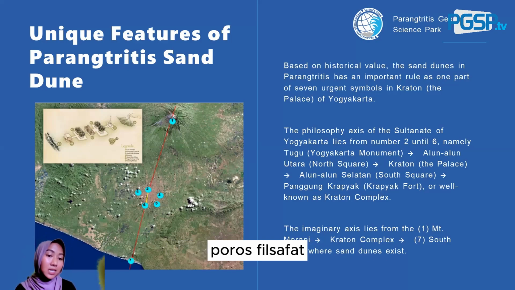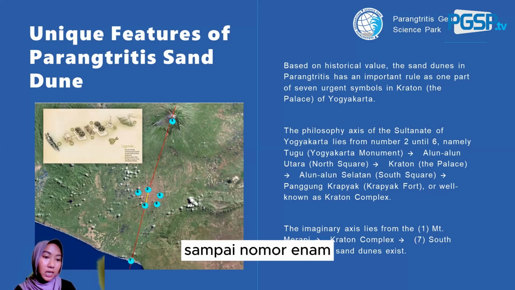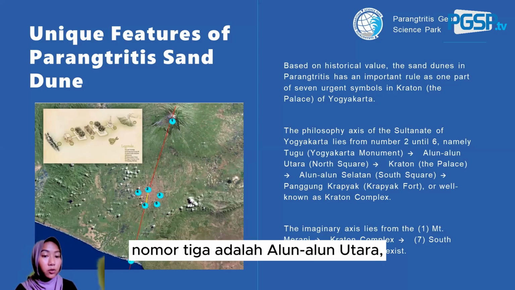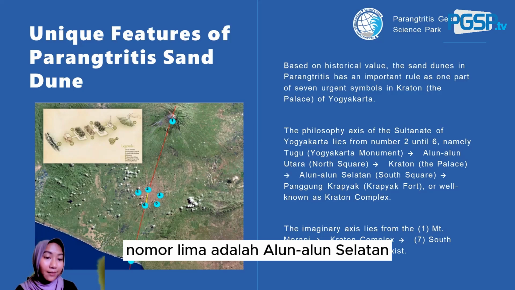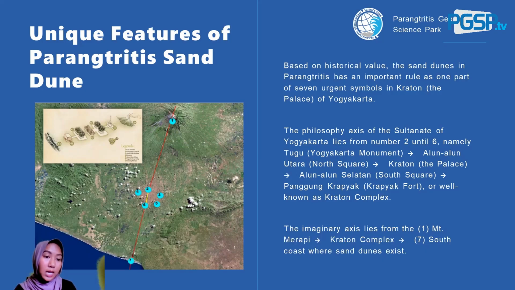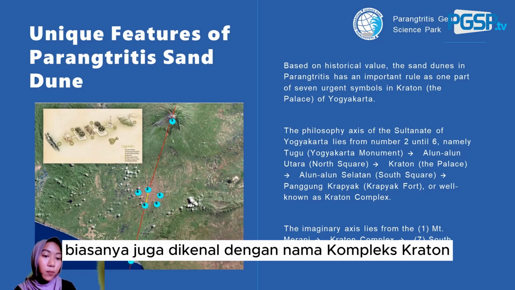The first one is the philosophy axis and also the imaginary axis. The philosophy axis of the Sultanate of Yogyakarta lies from number 2 until number 6. From number 2, you can see there's Tugu or Yogyakarta Monument. Number 3 is Alun-Alun Utara or North Square. Number 4 is Keraton or the palace itself. Number 5 is Alun-Alun Selatan or the South Square. Number 6 is Panggung Krapyak, also known as Krapyak Fort. From number 2 until number 6, this axis is usually also well known as the Keraton Complex.